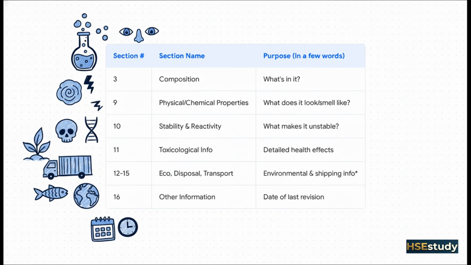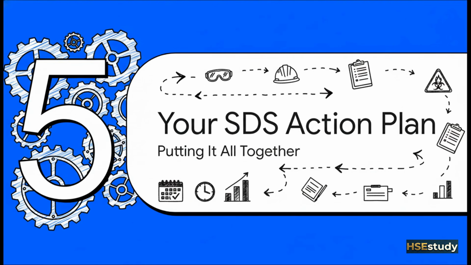Sections 12 through 15 cover things like disposal and transport info. Now, OSHA doesn't enforce these, but they are still important. And finally, Section 16 tells you the date the SDS was last revised, which is always a good thing to check. Okay, that was a ton of information, I get it. So, how do we make this practical? Let's boil it all down into a super simple action plan you can use every single day on the job.